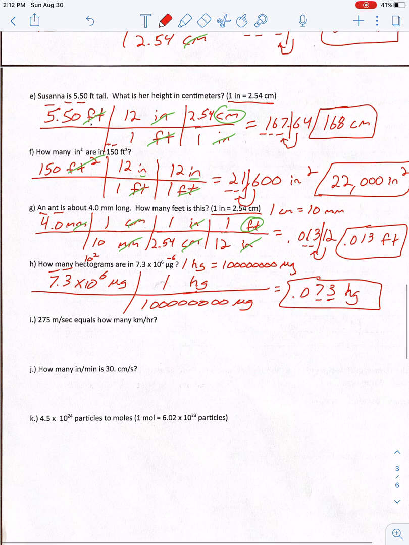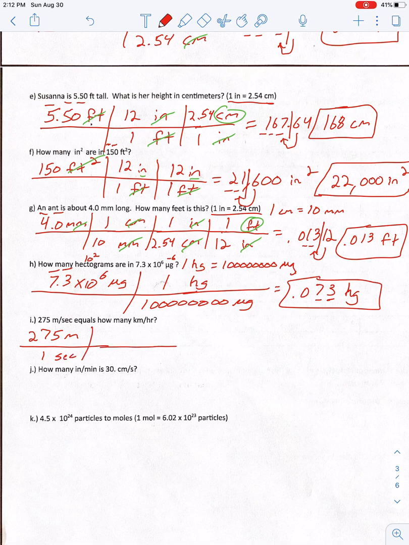Letter I, 275 meters per second to kilometers per hour. Okay, so 275 meters over 1 second. This is a multi-unit, so you have to tame one beast at a time. You can choose whichever one. It doesn't matter which one you do first. You can do distance or time. We're trying to get to kilometers per hour, so I'm just going to do distance first.